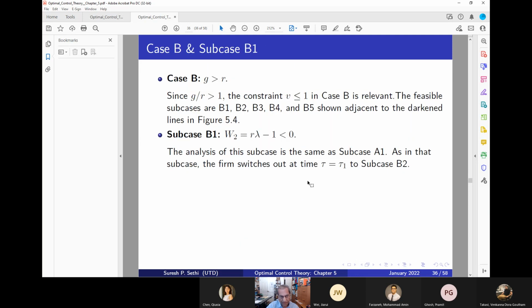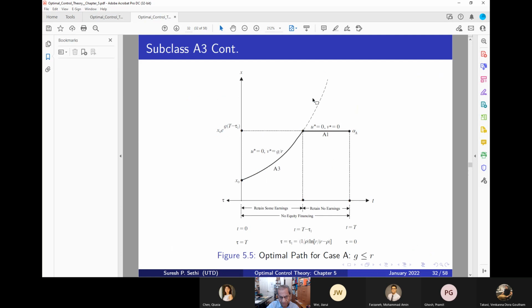Case B. Now G by R is bigger than 1. So the constraint V less than 1 is relevant. And instead of just 3 cases, we now have 5 cases. So we will go back to the picture and we'll see these 5 cases.